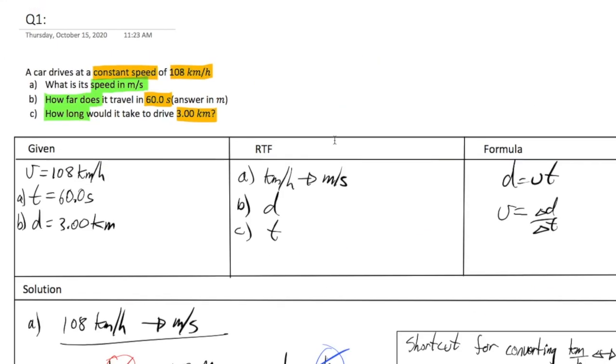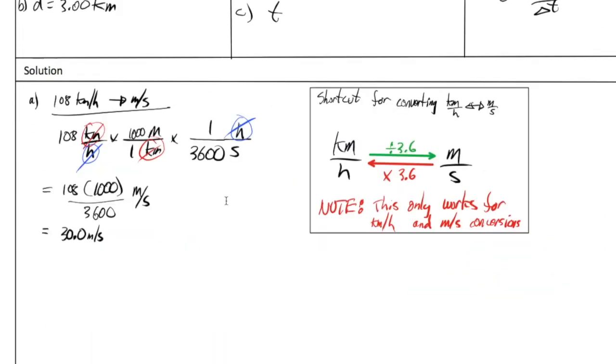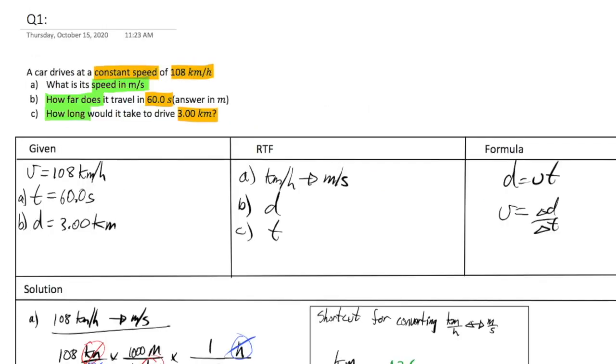Okay, so now let's move on to the next part. And also let's reduce some of that real estate there. Okay, so now part B. In part B, we're asked to find how far it travels in 60 seconds. So we know that we're looking for the distance.